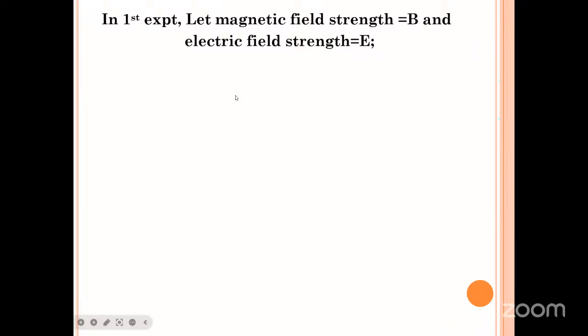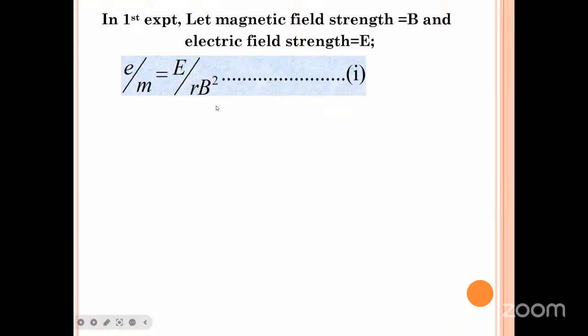So in the first experiment, let the magnetic field strength be B. In the first experiment, the magnetic field strength is B, the electric field strength is E. I'm not changing anything. This is just mere English. So we have this. I've not changed anything. That's what you had before, and that's what you are still having.